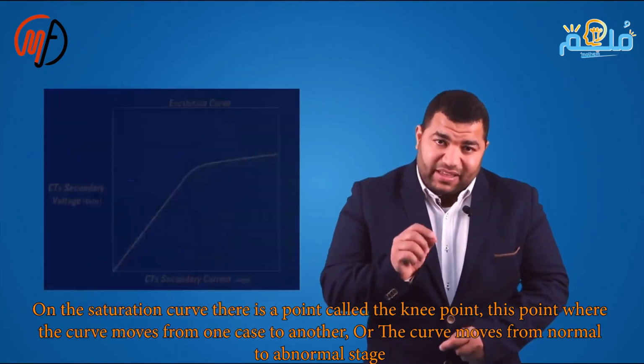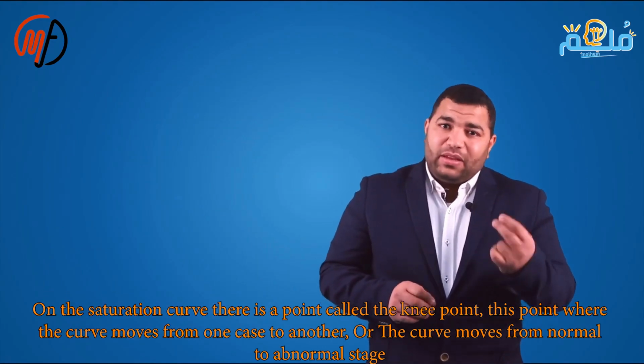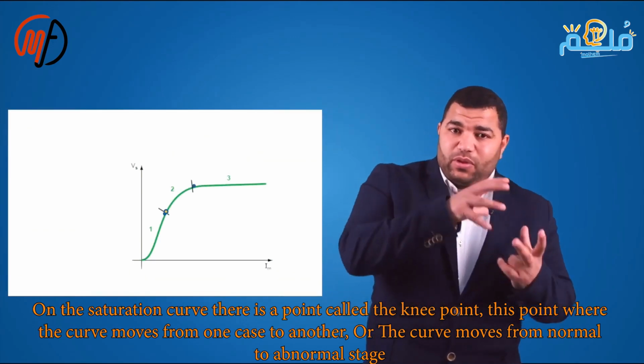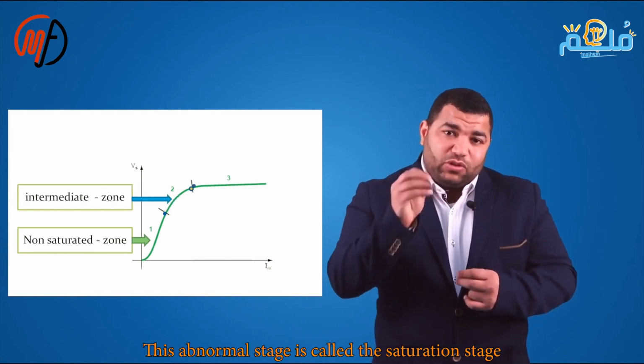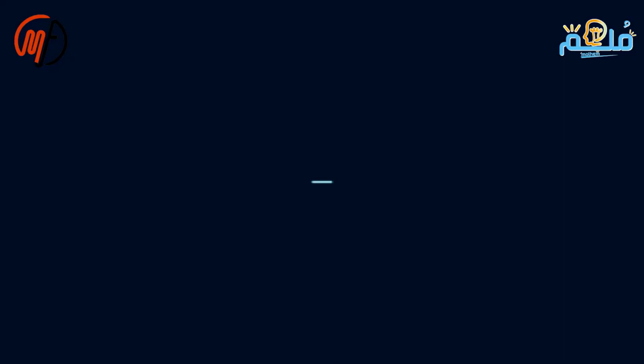On the magnetization curve, there is a point called the knee point. This point is where the curve transitions from one shape to another, or where it shifts from a normal phase to an abnormal phase. And this abnormal phase is referred to as the saturation phase. What? Saturation?